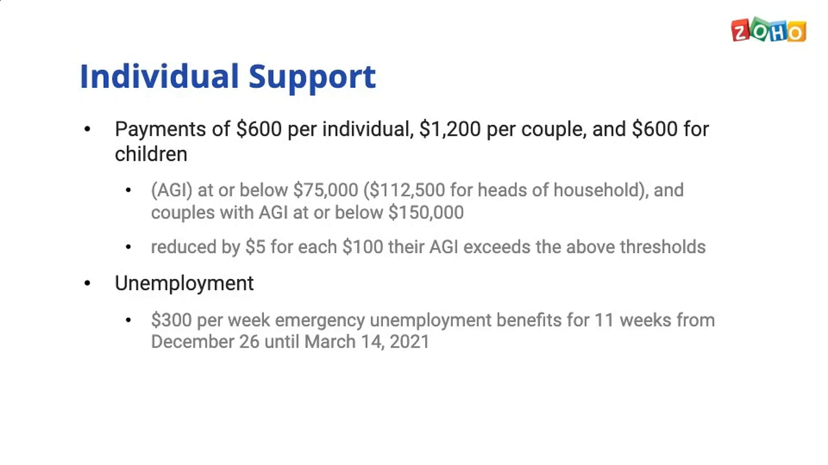And like I mentioned earlier, unemployment is $300 per week, and that goes for 11 weeks. That's in addition, I believe, to what your state is already providing. Correct, Val? Yes, it is in addition to whatever your state is already providing. Right. And so basically that goes until March 14th, 2021.